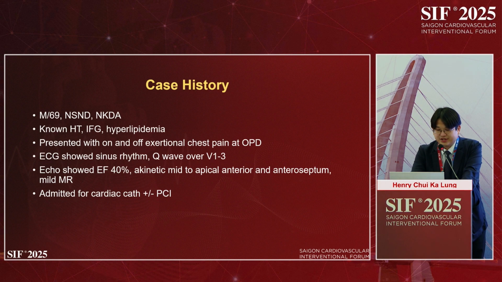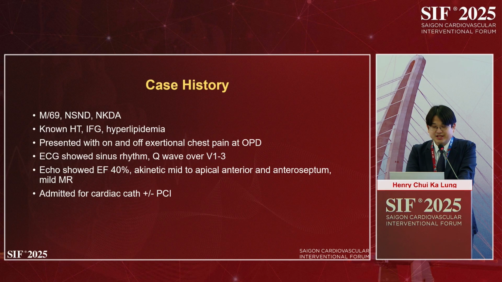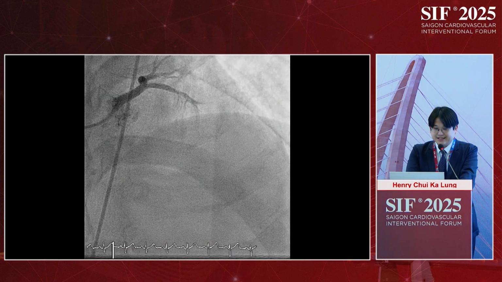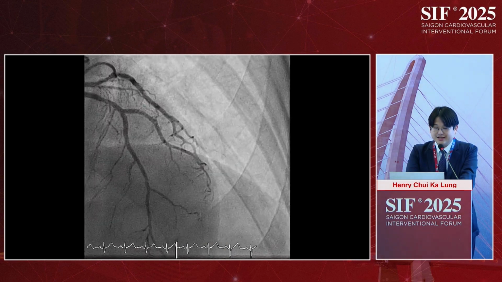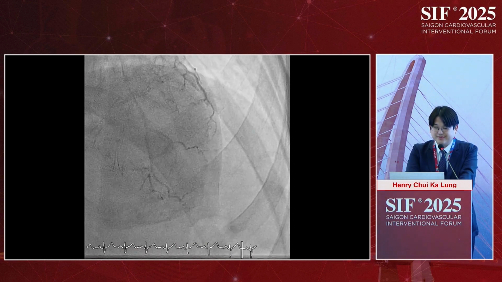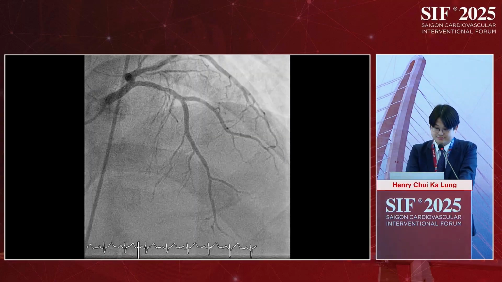My first patient is a 69-year-old with hypertension, impaired fasting glucose, and hyperlipidemia, complaining of exertional chest pain for a year. EKG shows a Q wave over V1 to V3, and echo shows an ejection fraction of 40%, with akinetic mid to apical anterior septum. He was admitted for coronary angiogram, and this is the angiogram. You can see the proximal LAD with maybe 50% stenosis.